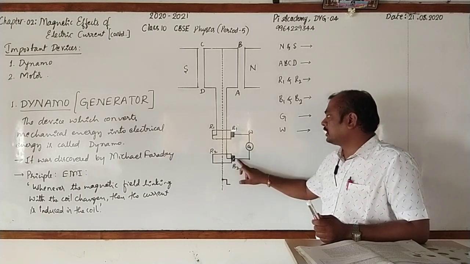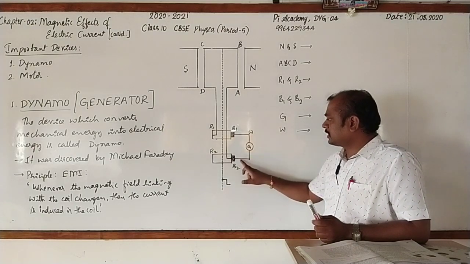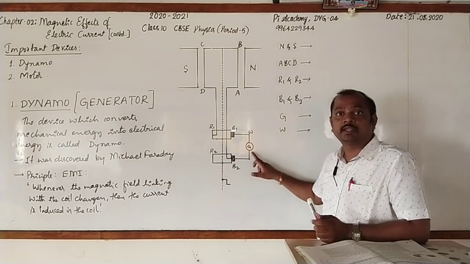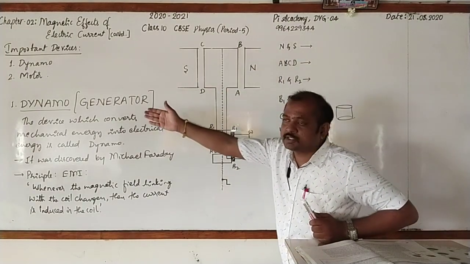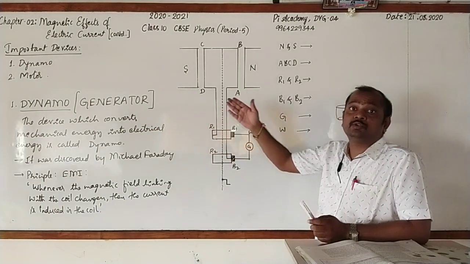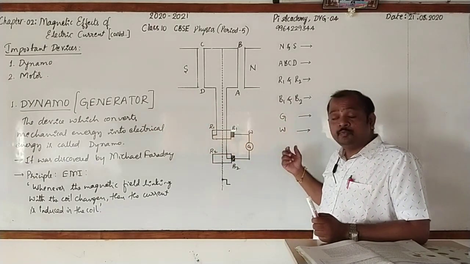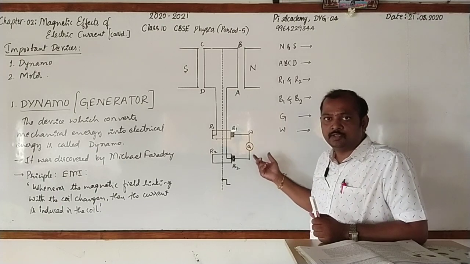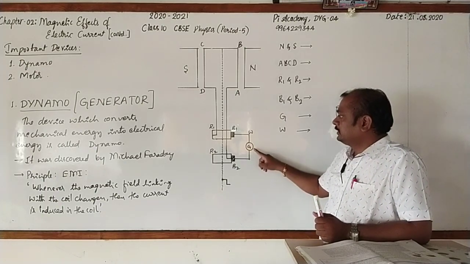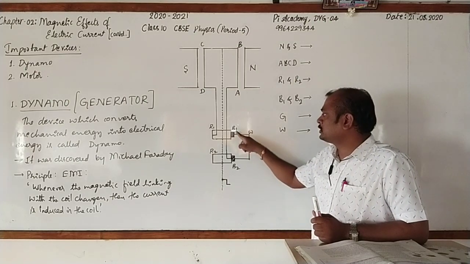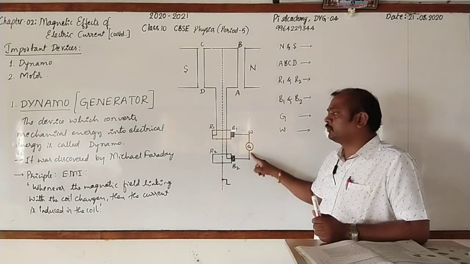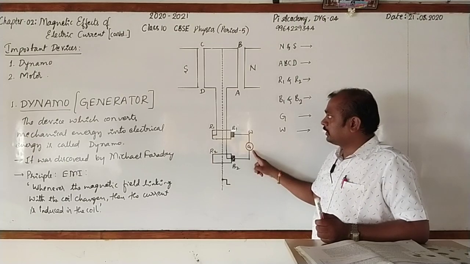And here these two are connected to terminals of a galvanometer, because we know that dynamo is a device which converts mechanical energy into electrical energy. So we should come to know whether the current is induced or not. Then W, it is the wire, that is nothing but copper wire which we use to connect to B1 and B2 along with the galvanometer.